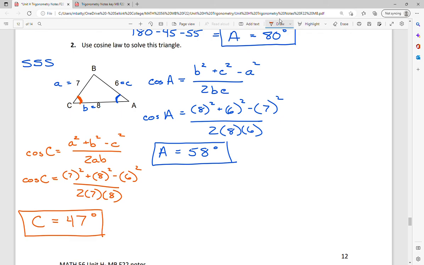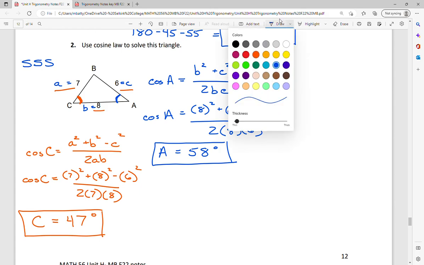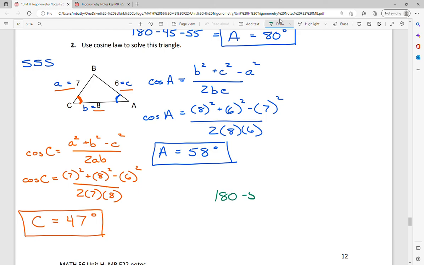So we already were given all three sides. We've got two of the angles now. The last thing to do is to solve for the third angle. So 180 minus the 58 and minus the 47 should give me that the missing angle is 75 degrees, and that is angle B. So that is the sine law and the cosine law.